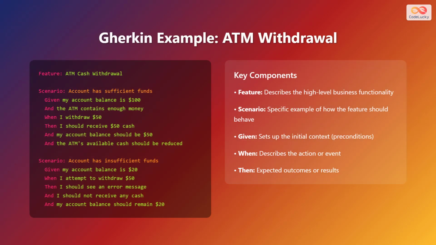Let's take a look at an example of how Gherkin syntax is applied in a real-world scenario. Feature: ATM cash withdrawal. Scenario: account has sufficient funds. Given my account balance is $100 and the ATM contains enough money. When I withdraw $50, then I should receive $50 cash and my account balance should be $50 and the ATM's available cash should be reduced.